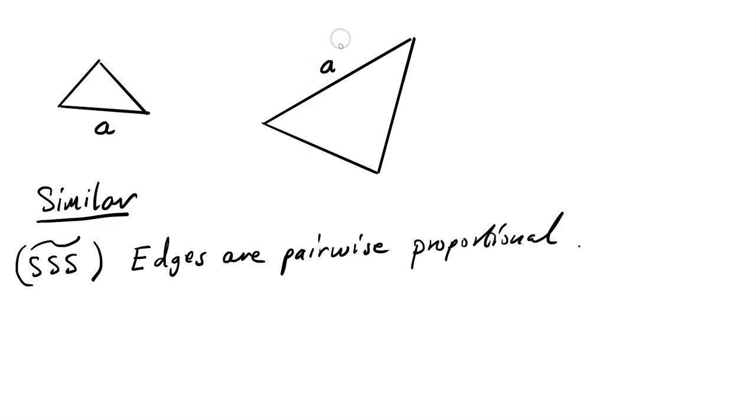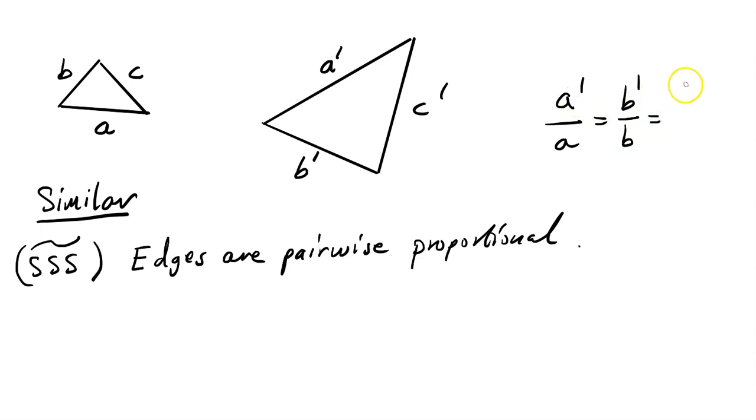So let's take here now, let's say that this is A. Let's call it A prime. These are two different triangles. And let's call this B, and this B prime. This C and this C prime. If we have that A prime divided by A is equal to B prime divided by B, this is the length of the edges, and if C prime divided by C, if these all are equal to the same number, then the edges are pairwise proportional. Then we know that they are similar.